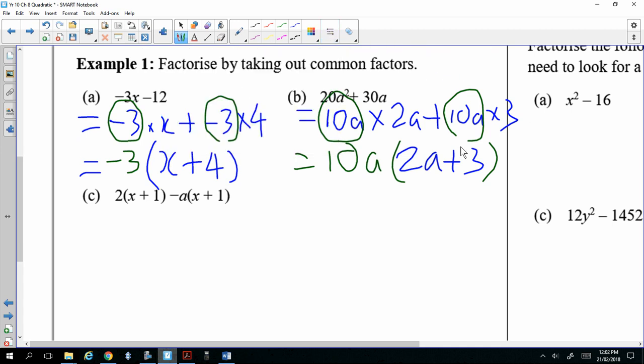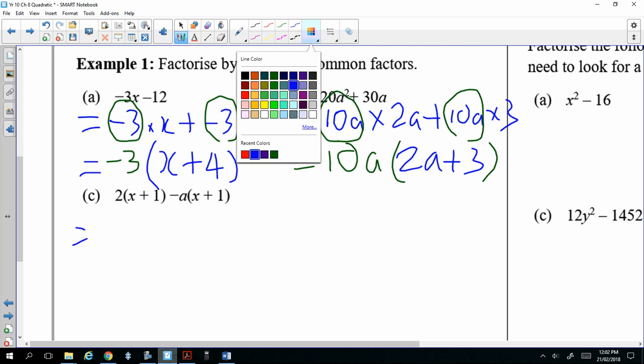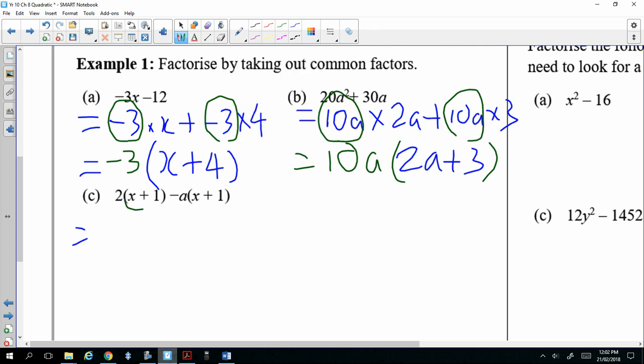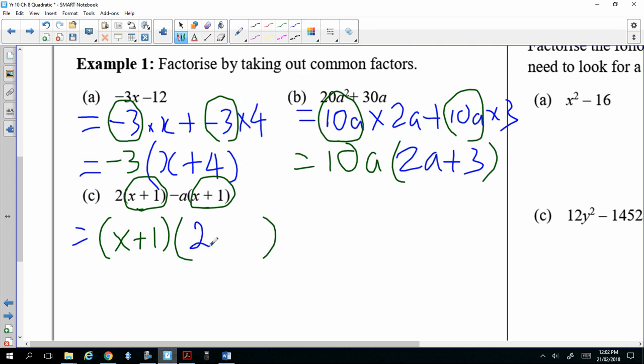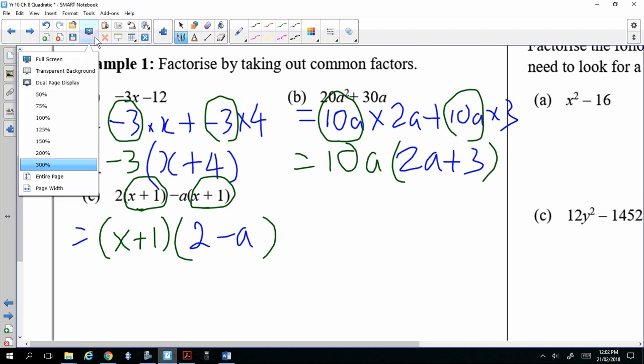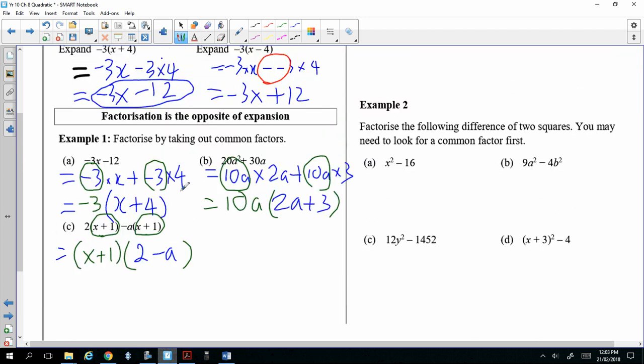Next question. This one, you do not expand. Notice that there's a common factor as x plus 1. So we take the x plus 1 out, and then write down the remaining thing, which is the 2 minus a. Right, pretty easy. Any questions? So these are the basic factorization, just taking out a common factor.